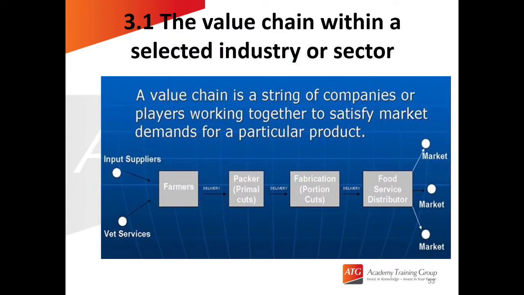Here's an example of the value chain within a selected industry or sector. There you can see a value chain, for example, a string of companies or players working together to satisfy a market demand for a particular product. There are input suppliers, maybe vet services for farmers. Based on what type of product they're going to be delivering, they might need a packer or primer cut, for example, a butchery. And delivery to the actual fabrication, for portion cuts, as well as eventually to your food or service distributor. And that would reach your different markets.